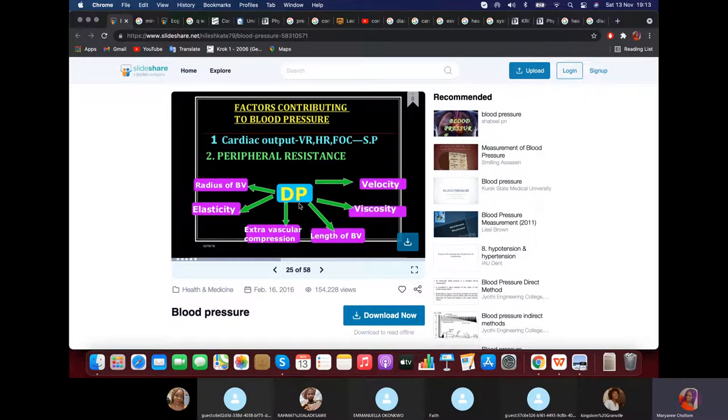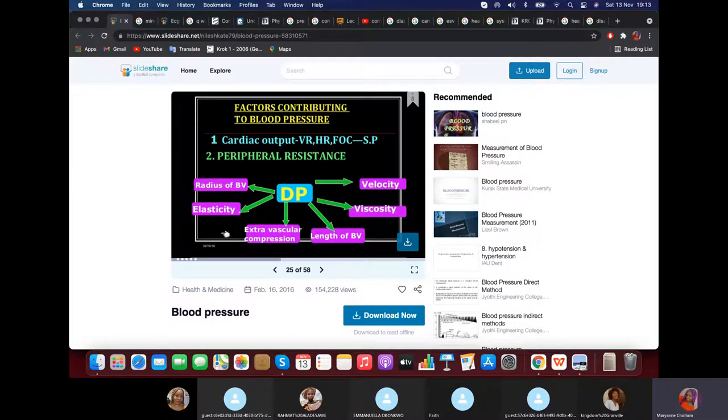Diastolic pressure, I told you when you say diastolic pressure, think about peripheral resistance. Think about the pressure in your arteries. What you need to know is, if the velocity of blood increases, like it's coming so fast, the diastolic pressure will increase and vice versa. If the viscosity of blood is high, so the blood is very thick, of course, the diastolic pressure will increase because thick blood will be harder to pass through the vessel, and vice versa.